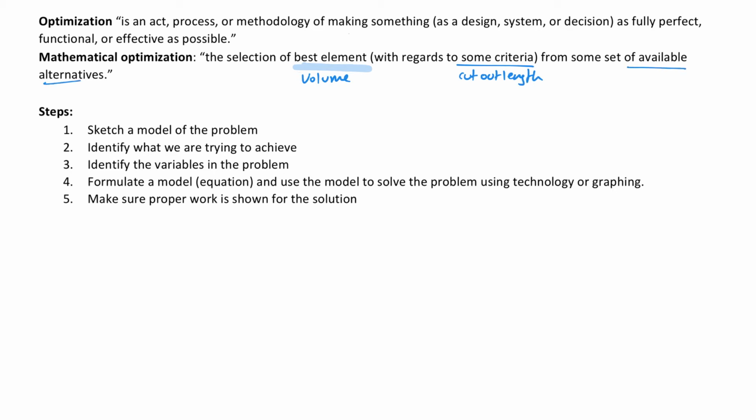From the set of available alternatives, our alternatives were values between 0 and 5 for our cutout length. This definition comes from the nature of mathematical programming. Now, the steps involve sketching a model of the problem. In our case, the model was already given, but if we were to do it, we would draw a box. Step 1 is to give a sketch.